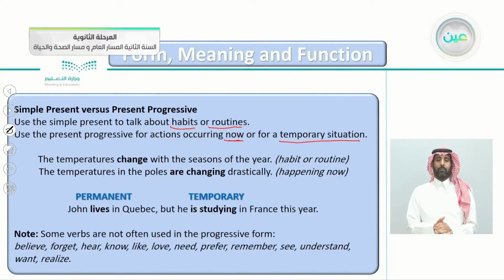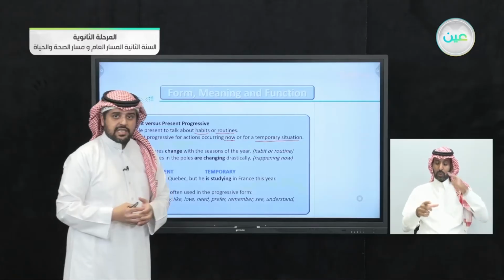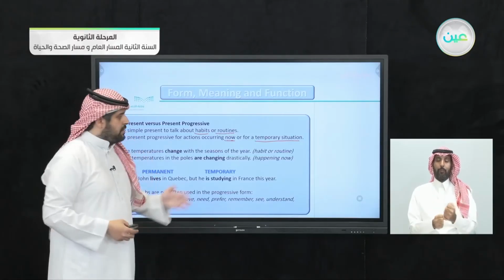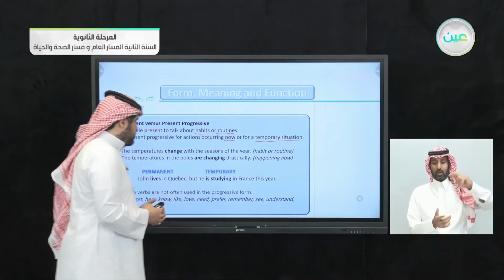The temperatures change with the seasons of the year. This is a habit or routine. Of course, the temperature changes from the winter to the summer. This is a yearly routine. The temperatures in the poles are changing drastically. This is happening now. When you say the temperatures in the poles are changing, this is happening now, so this is the progressive.